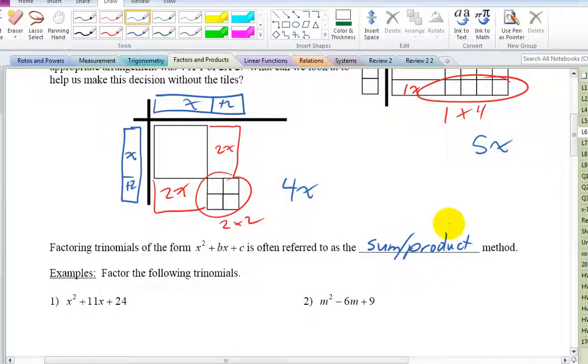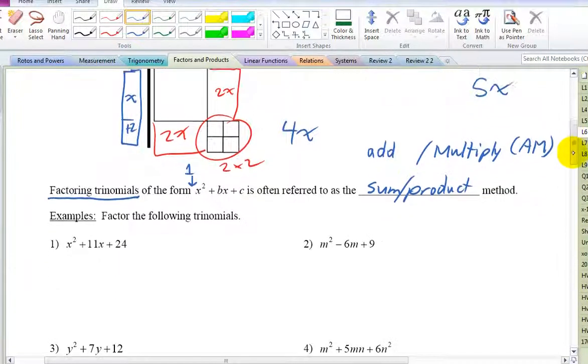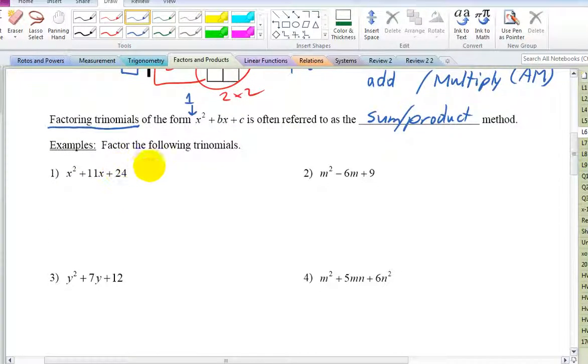Some websites and textbooks and teachers might call it the AM method, which stands for add, multiply. So if you see that terminology, hopefully it rings a bell, and you realize they're one and the same. Basically what we're doing is we're factoring trinomials where there is a coefficient of 1 in front of the x squared. So let's go ahead and factor that.